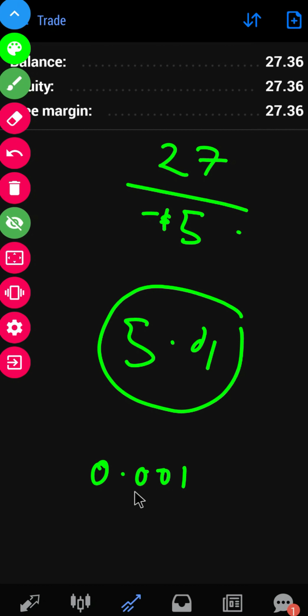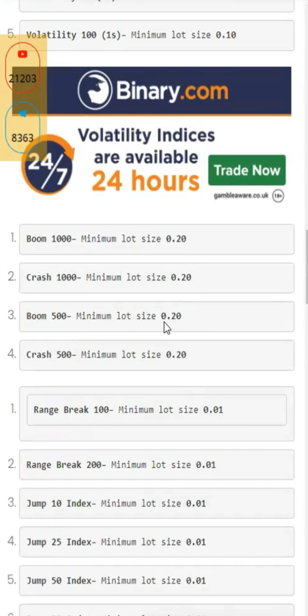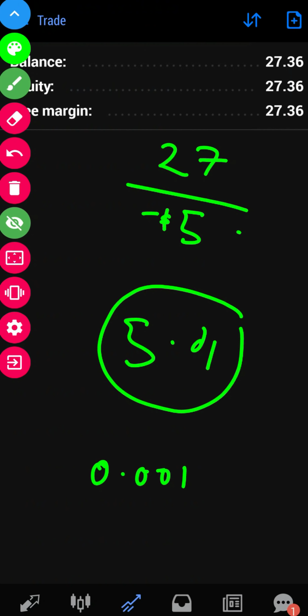Let's say we're trading with 0.001 on VIX 75. That's the minimum for the VIX 75, right? So you'll have to at least know what the minimum is for that asset. Come back to this particular page, check what the minimum for your asset is, and calculate. I'm going to show you how to use the calculator in this video, and I'm going to show you live trades. Watch up until the end.